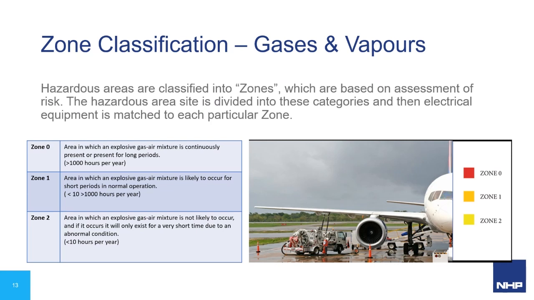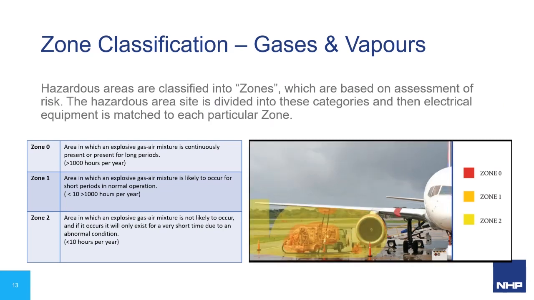But if we look at that picture of the plane refueling, we actually have all 3 zones here. So you can see zone 2 is in the surrounding environment around the refueling truck. So that would only exist if there was a leak or a fault somewhere. Zone 1 is immediately then around the truck in close proximity, specifically around the refueling points and release of the fuel. And then you have zone 0, which you can't see within the tank properly, but that would effectively be within the fuel tank of the plane and the truck.